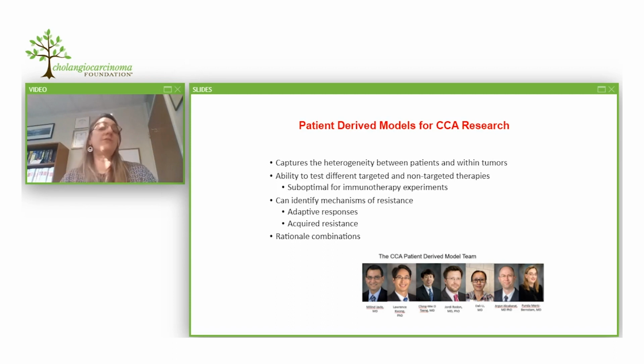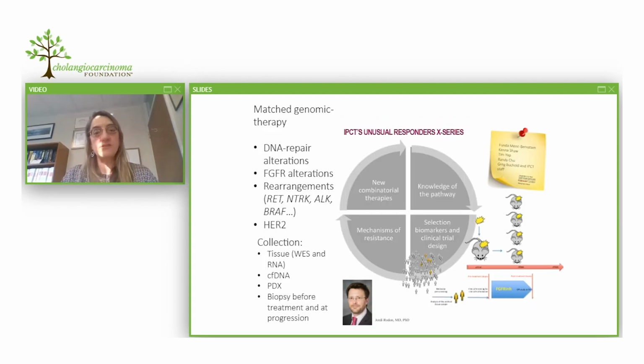Here we take tumor samples from patients either obtained at the time of surgery or obtained with an extra biopsy when they're undergoing a biopsy already, so that we can capture a little bit more information about different tumor types and how they respond to different therapies. This allows us to test different targeted therapies or non-targeted therapies, as well as understand better how the tumor responds, how it becomes resistant, and what are the best combinations.